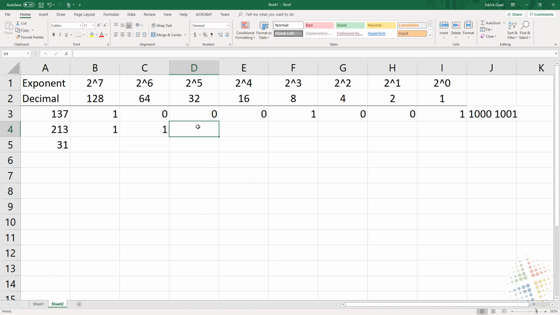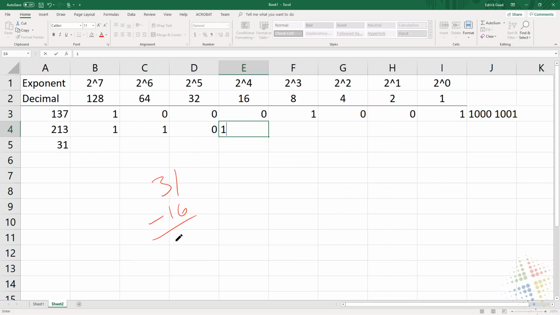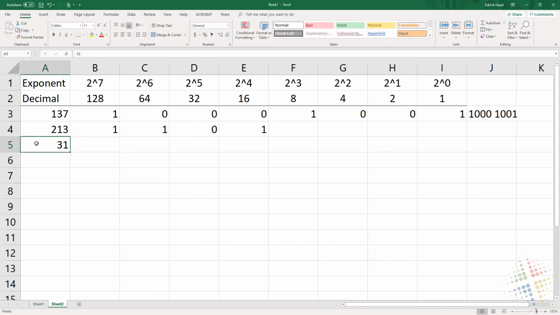Can I subtract 32 from 31? No, I cannot. Can I subtract 16 from 31? Yes. 31 minus 16 is 15. Right. So that means I'm now working with 15. Can I subtract 8 from 15? Yes. 8 from 15 is 7. I know that one off the top of my head.